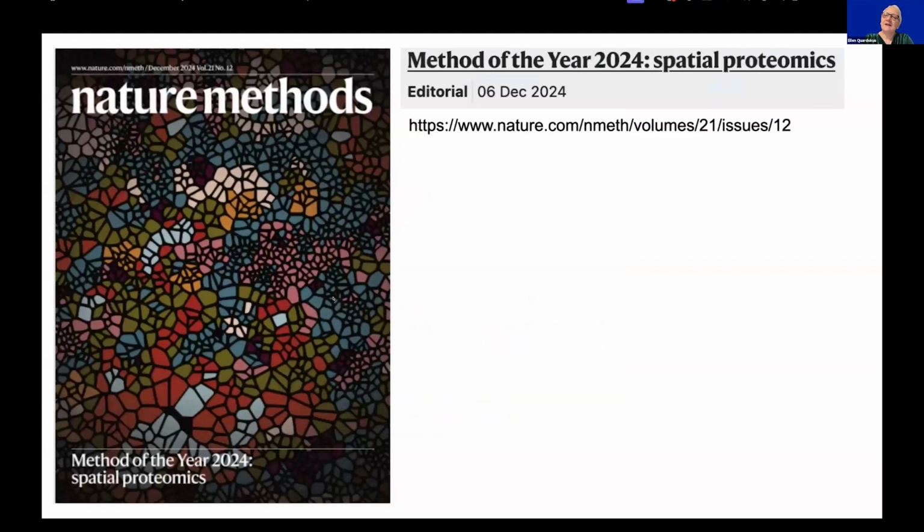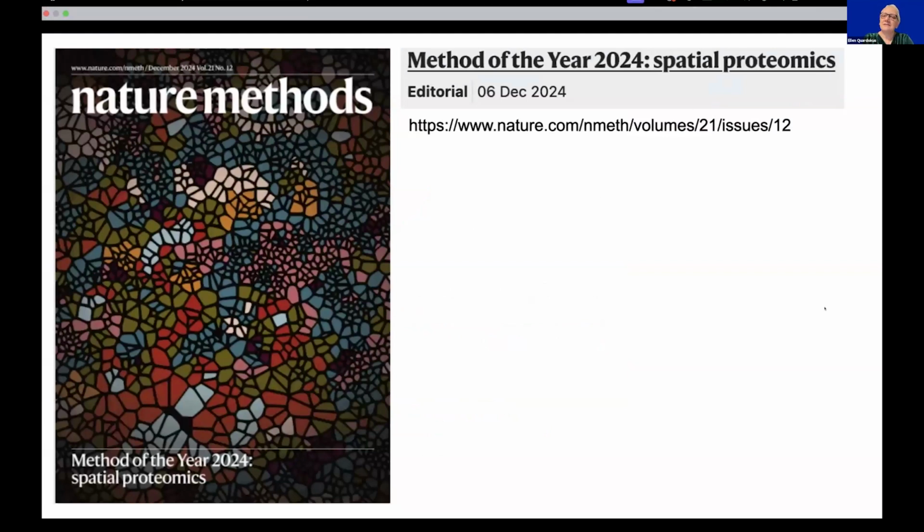Nature Methods actually had named spatial proteomics as their method of the year, published in the December 6th issue of Nature Methods this year. So quite timely and very excellent.